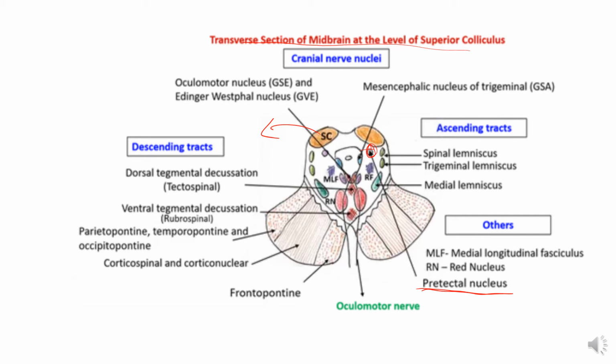After relaying in the pretectal nucleus, the fibers pass to the parasympathetic nucleus of the oculomotor nerve, that is the Edinger-Westphal nucleus. This is the Edinger-Westphal nucleus. So fibers from the pretectal nucleus pass to this nucleus, the Edinger-Westphal nucleus of the oculomotor nerve.